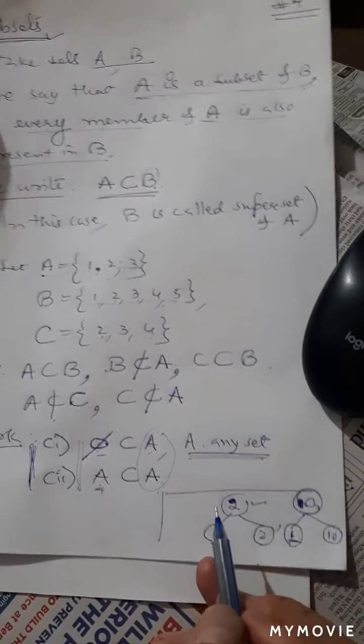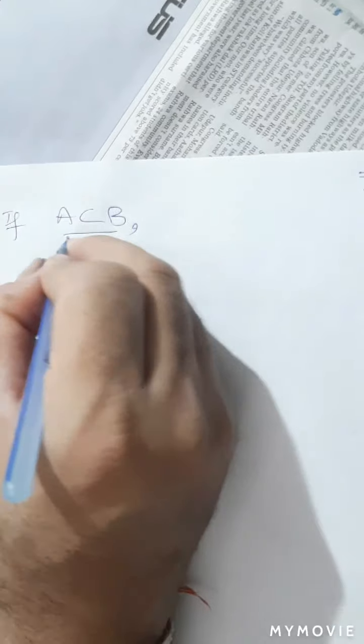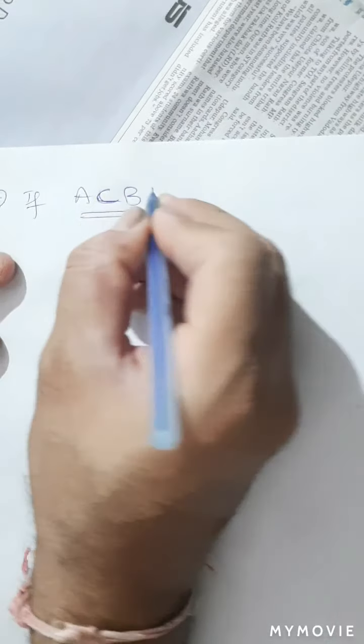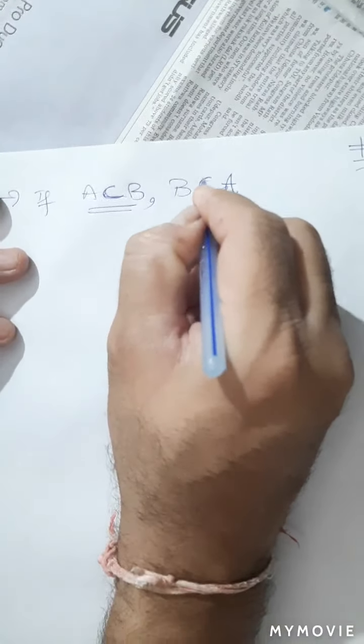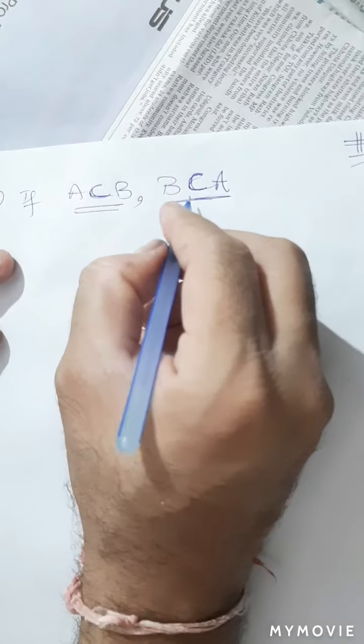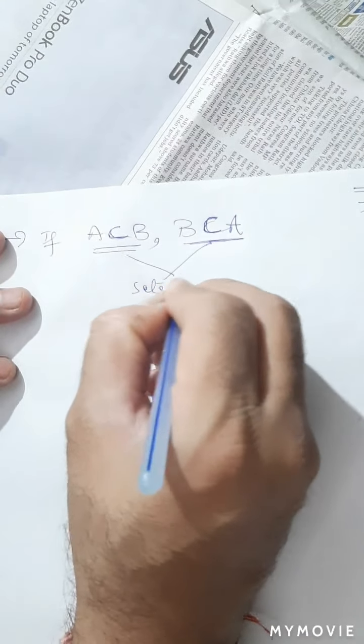Now here, if A is a subset of B, that is, every member of A is a member of B, and B is also a subset of A, that is, every member of B is also a member of A. If this happens, then the sets are equal.